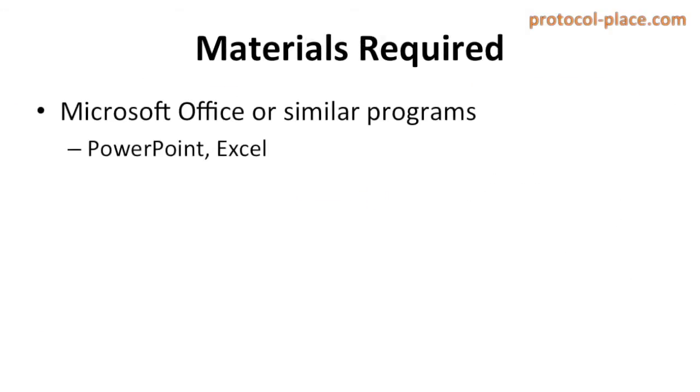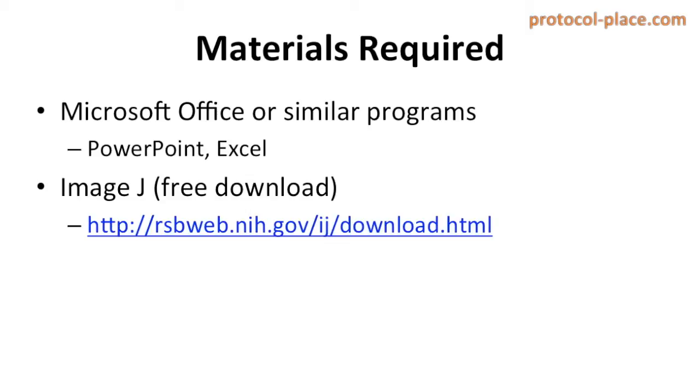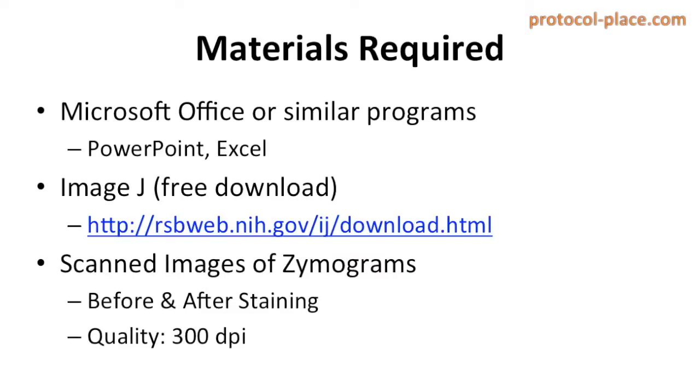In order to do this procedure, you're going to need some basic software. Microsoft Office is what I use, but similar programs to PowerPoint and Excel will also work. I also use a free program called ImageJ to quantify the MMP activity bands, and you can download that at this link. And you're also going to need the scanned images of your zymograms before and after you stain them, and they should be good quality images, like around 300 dots per inch.